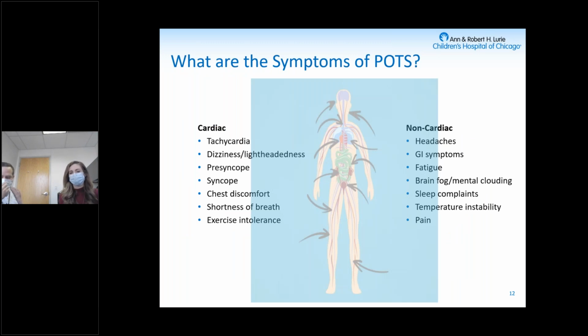So as we know, POTS can affect multiple different organ systems. From a cardiac standpoint, there's tachycardia, dizziness, lightheadedness, pre-syncope, syncope, chest discomfort, shortness of breath, exercise intolerance. From a neurologic standpoint, we know that there's often complaints of headaches, brain fog, sleep complaints, temperature instability. From a GI standpoint, we know there's nausea and abdominal pain, and often even abdominal tenderness on our examinations. Generally, many patients complain of chronic fatigue and pain as well. And lastly, mood is often affected, and many children are seeing or should be evaluated by a psychologist or psychiatrist to help with these chronic symptoms.